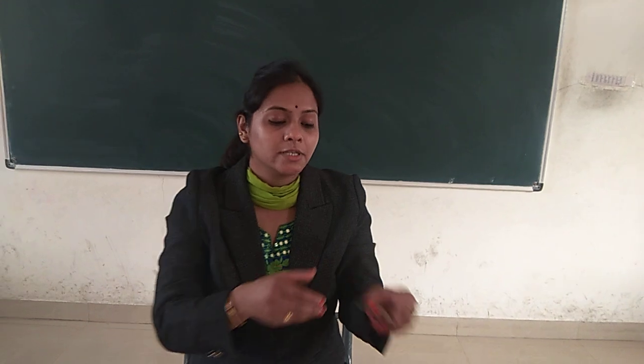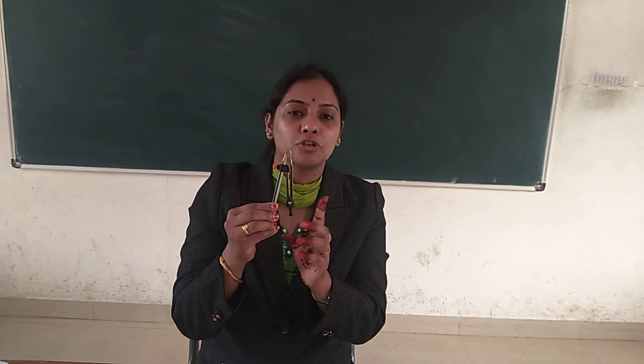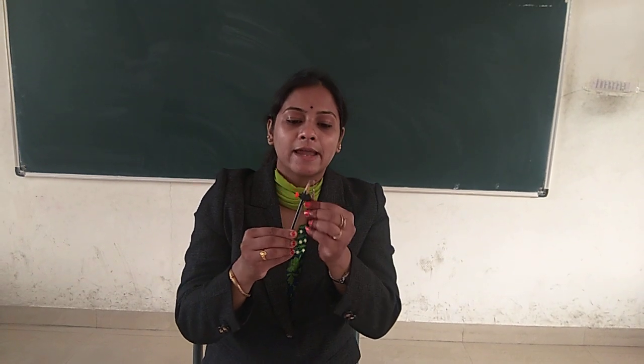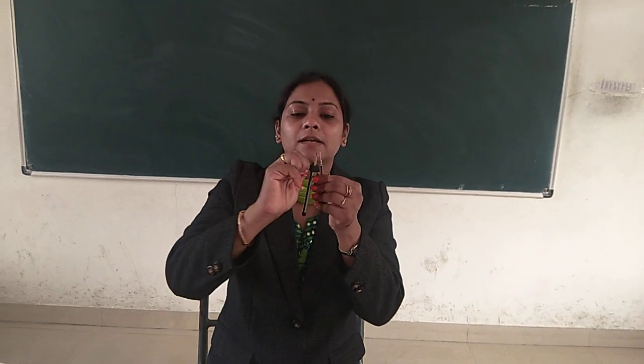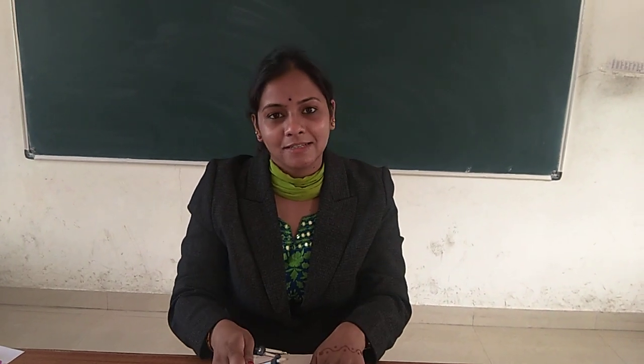For this we are using this compass. This is known as compass. You will find this in the geometry box, or you can say roundel also. So I have tied a pencil here and I have tied like this. Okay. Now we are going to construct the circle.